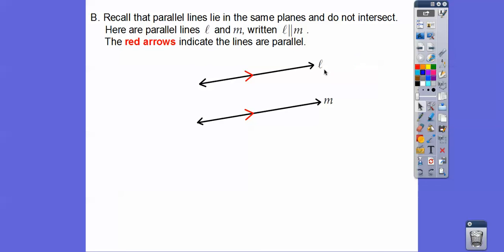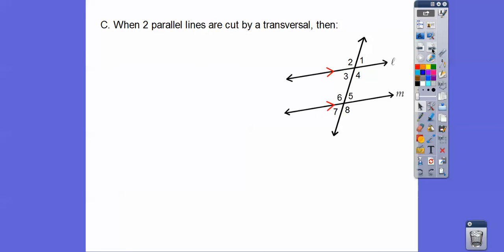So line L and line M are parallel, and we write it like this with these two really skinny long things next to each other, looks like the number 11. That means parallel. Okay, so when two parallel lines are cut by a transversal, lots of magical stuff happens, you guys.